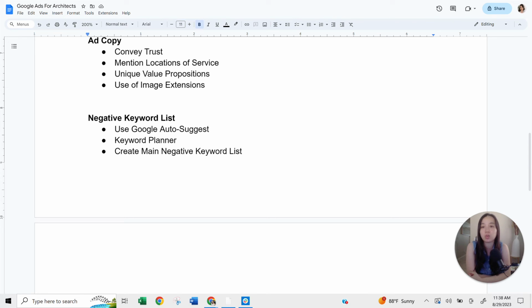So use the Google auto suggest tool and Google Keyword Planner to be proactive about putting together a negative keyword list, and check your search terms reports at least every week or every 2 weeks to add in negative keywords to make sure that your traffic is sculpted and it's high quality, and go ahead and build on that negative keyword list so that you are only targeting high quality traffic on your campaigns.